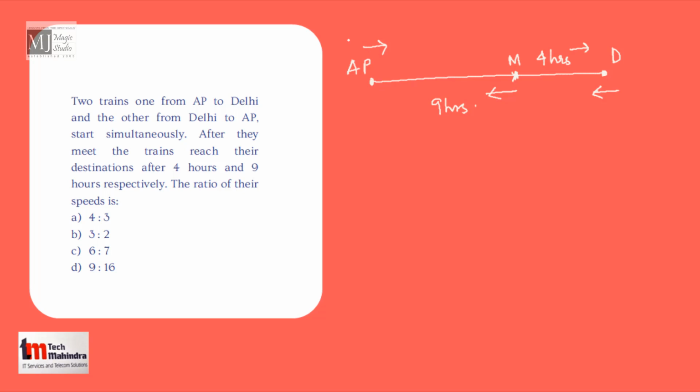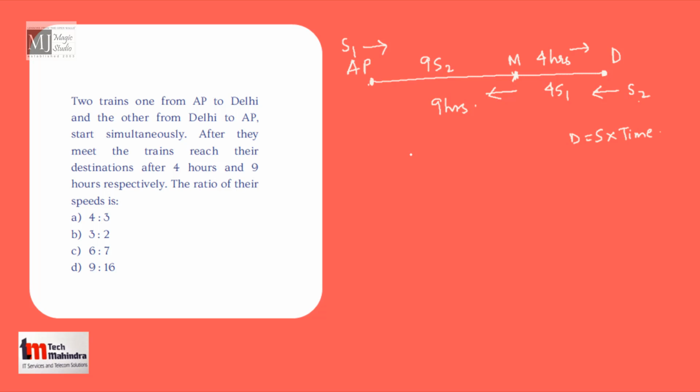Then what is the ratio of their speeds? Suppose the speed of the AP train is S1 and the speed of the Delhi-bound train is S2. Now, the distance MD is covered by the AP-bound train at a speed of S1. That means MD should be equal to 4S1. Correct? Similarly, the length MAP is covered by the Delhi-bound train in 9 hours at a speed of S2. So this distance should be 9S2. We know that distance is equal to speed into time.